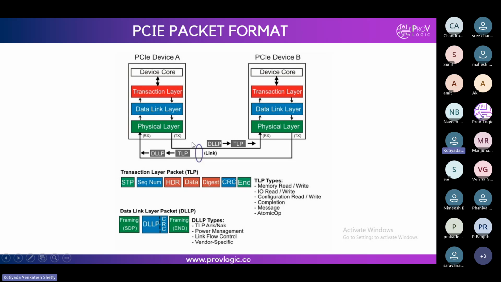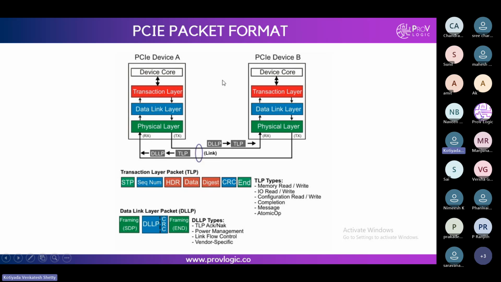Okay, initially this is device A, this is device B. Both are at different places. First of all, we need to connect the devices through a link. The connection and things all happen in the physical layer, nothing but the LTSSM states. How will the connection happen? In the LTSSM, we can see the connection.